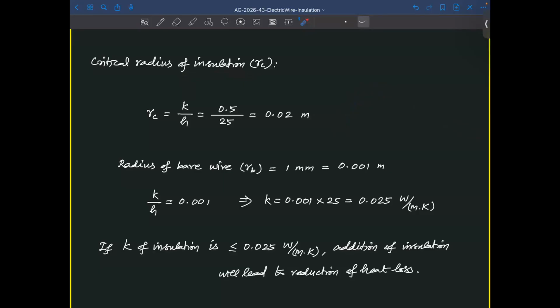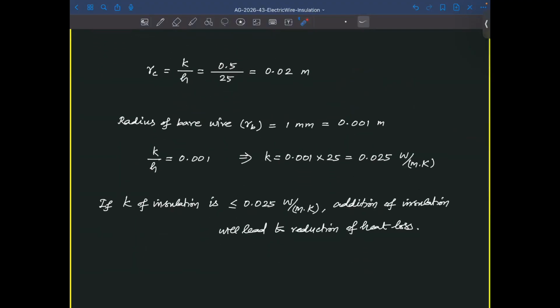Of course, the critical radius for a cylindrical surface is given as K by H. K is the thermal conductivity of the insulation, and H is the outside heat transfer coefficient. Here K is given as 0.5 watt per meter Kelvin, and H is simply 25 watt per meter square Kelvin. From that we get this critical radius as 0.02 meter.